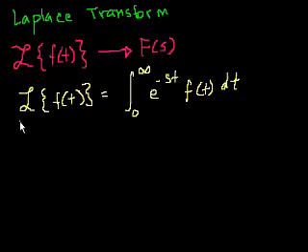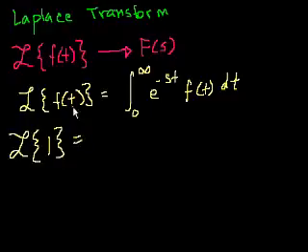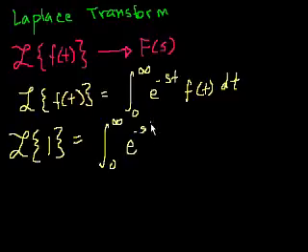Now that might seem very daunting to you and very confusing, but I'll now do a couple of examples. So what is the Laplace transform? Well, let's say that f of t is equal to 1. So what is the Laplace transform of 1? If f of t is equal to 1, it's just a constant function of time. Well, that will be equal to the improper integral from 0 to infinity of e to the minus st times 1 dt.